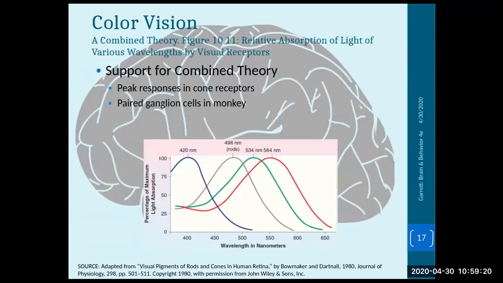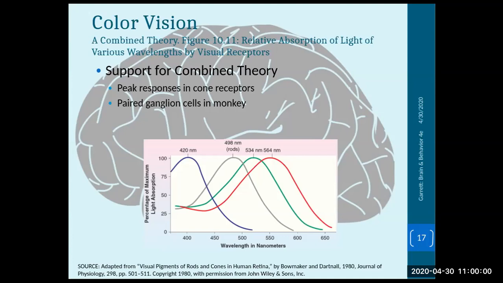So looking for support, obviously we're always doing research and looking for support of theories, either one or the other, or support of the combined theory. And here we see, just really quickly, that we see peak responses in the cone receptors and paired ganglion cells in monkeys, which show us that the lower nanometers, right, again, going back to that wavelength, is more of a blue or purple. In the middle kind of a green at 534, and getting closer to the higher number, the more red we see.